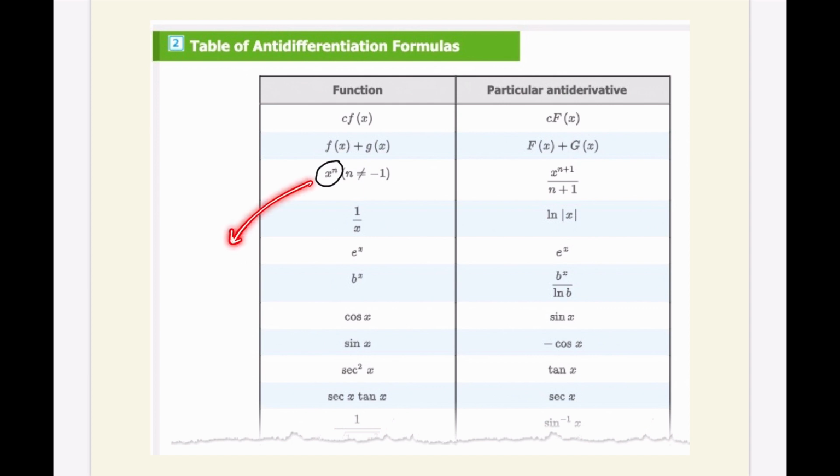If you recall, when we used the power rule, what we did was we multiplied by n, and then we subtracted 1. So we're really just doing the opposite to undo differentiation.